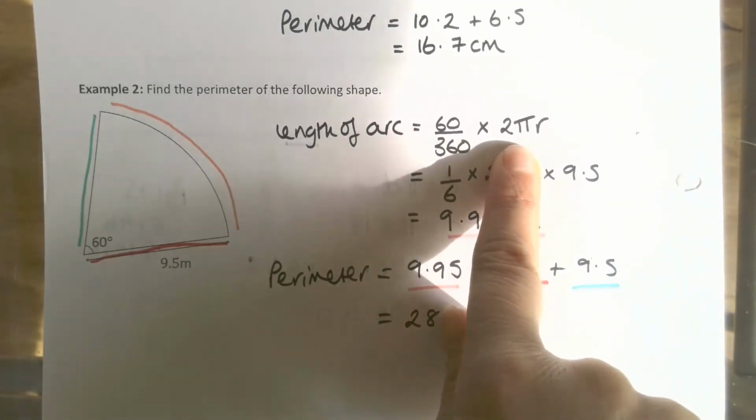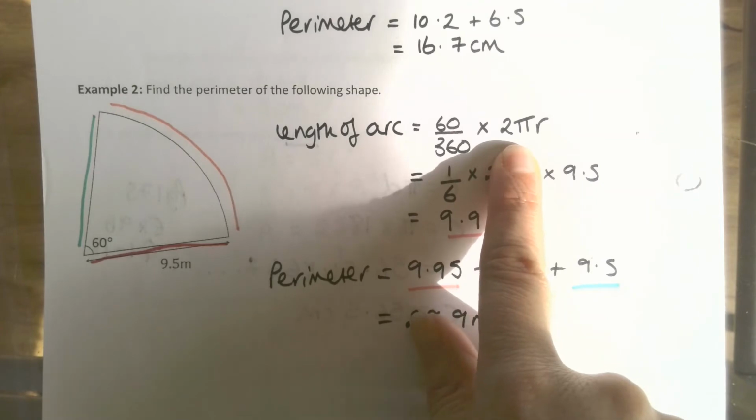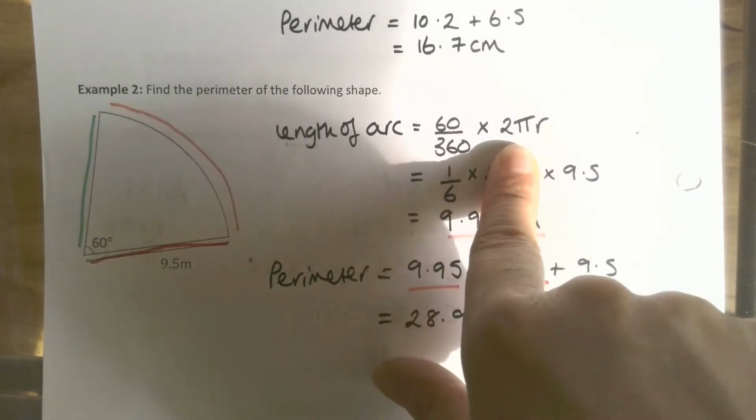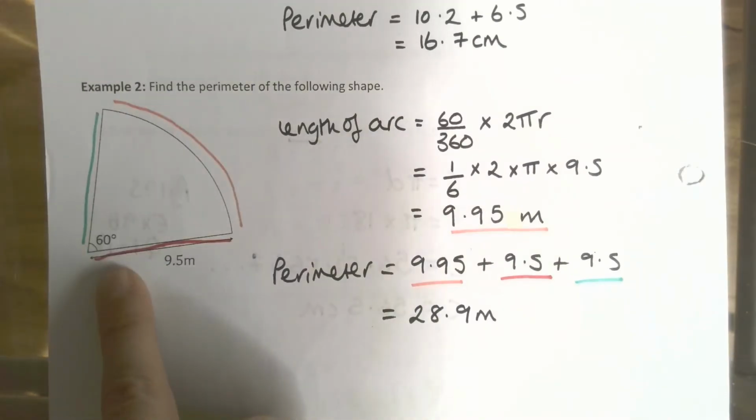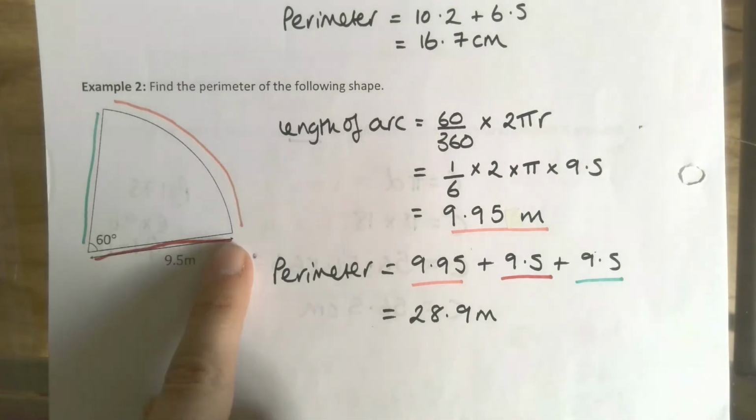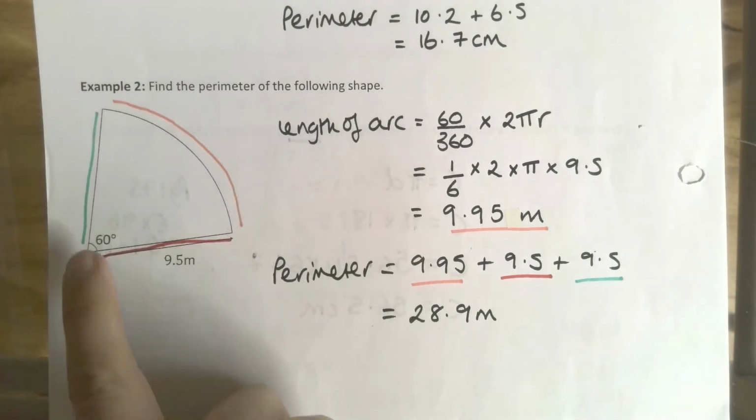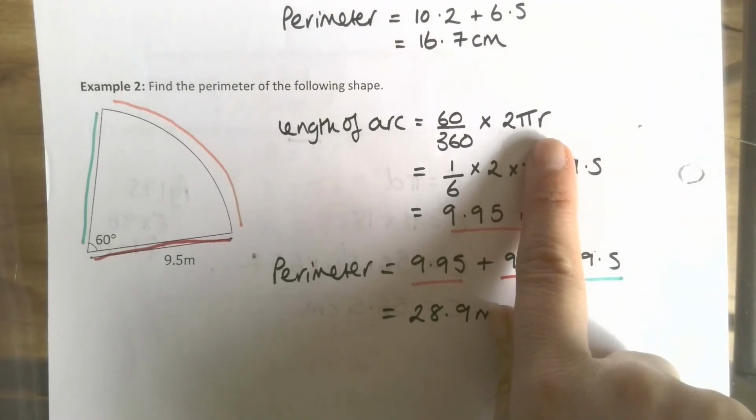Now, in this one here, we would have had to decide whether we were using 2 pi r or pi d. But if we look back at this shape, this point here is the center of the circle, so this 9.5 is the radius. So that's how we knew we were using 2 pi r in this case.